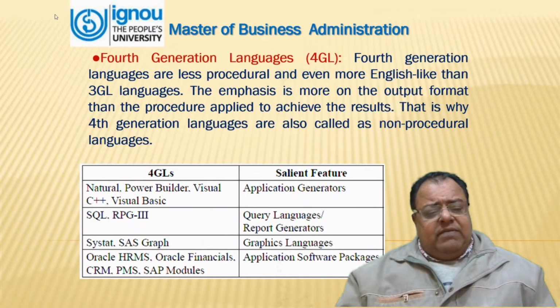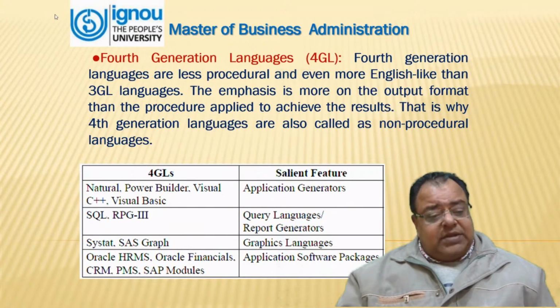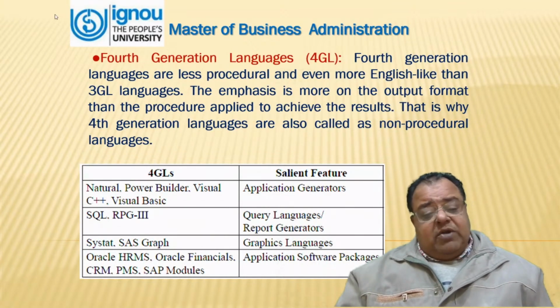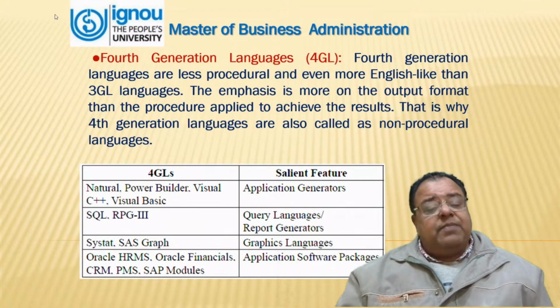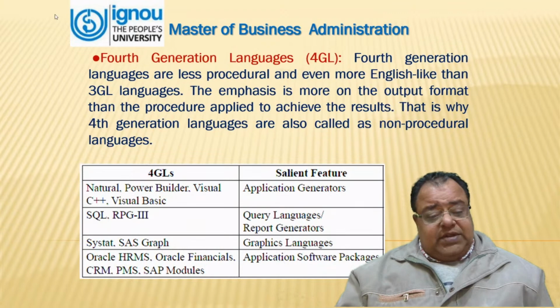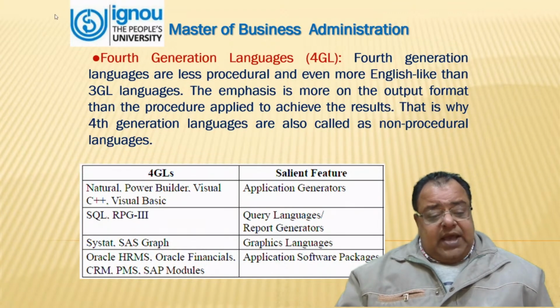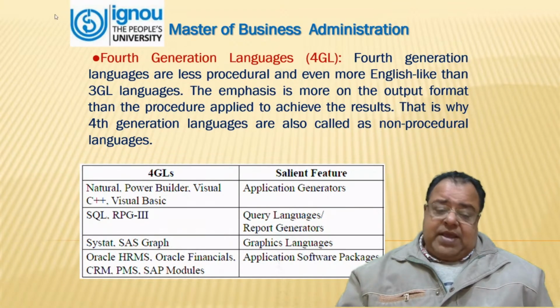4GL languages are Natural, PowerBuilder, Visual C++, Visual Basic, and they have features of application generators. We talk about SQL and RPG3, they are query languages or report generators. SAS Graph is a graphical language. Oracle HRMS, Oracle Financials, CRM, PMS, SAP modules are application software packages.